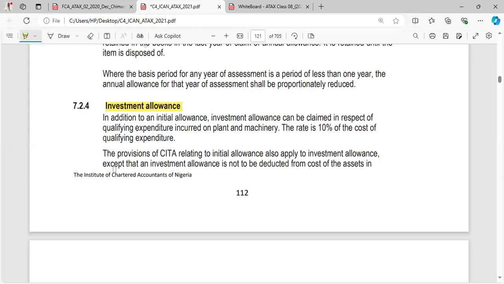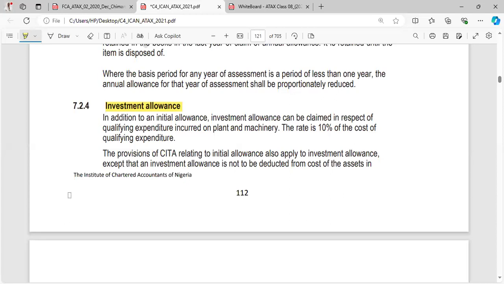Then we have investment allowance. Now, in addition to initial allowance, investment allowance is claimed only on plant and machinery on the first year that plant and machinery is being used. Now, like initial allowance, it is not prorated. It is claimed once in the lifetime of the asset, but the rate is 10%.